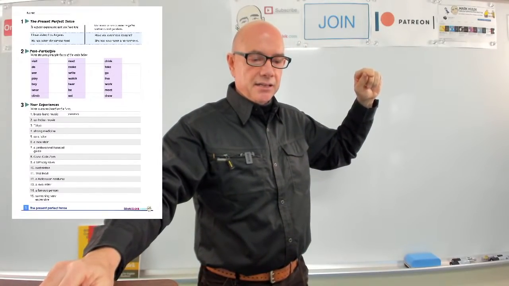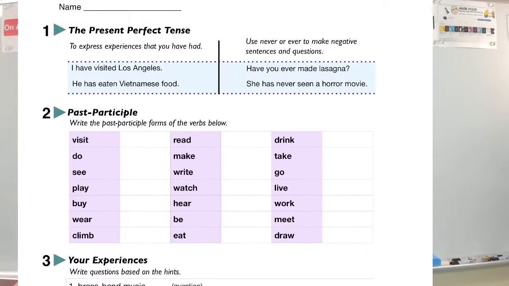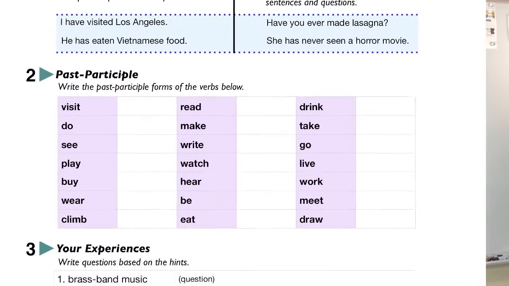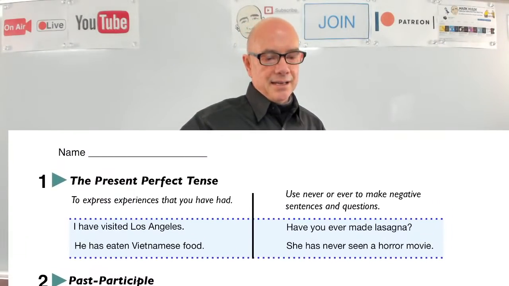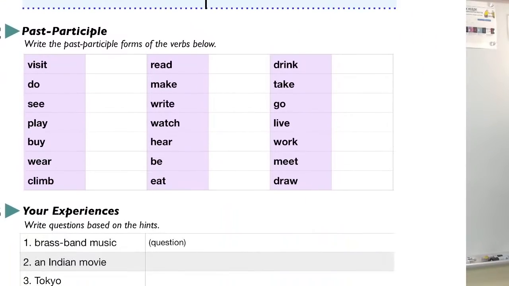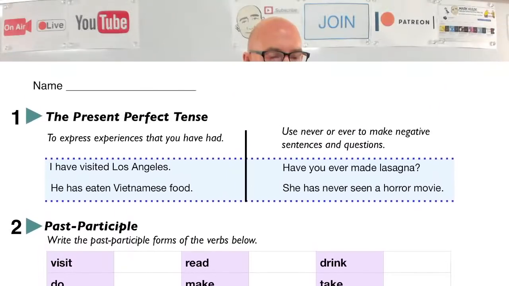Okay, let's enlarge the worksheet. There are 3 parts, as you can see, 1, 2, 3. Let's start with part 1. Here is part 1. Can we make it bigger so everyone can see it easily? That's about as big as I can do it.